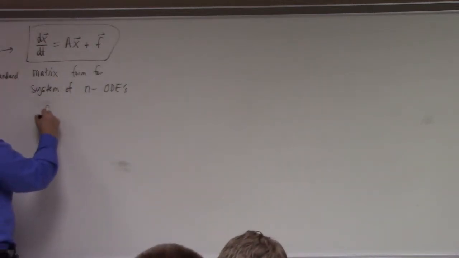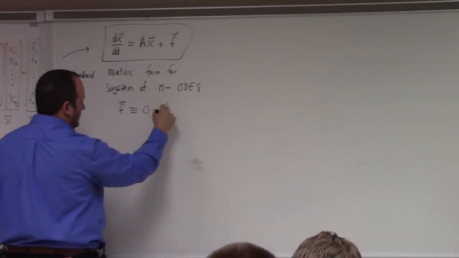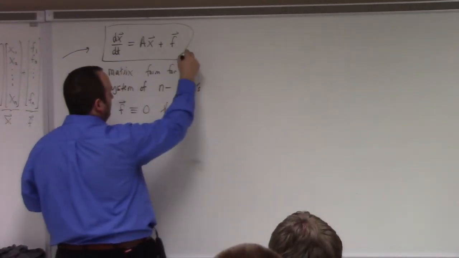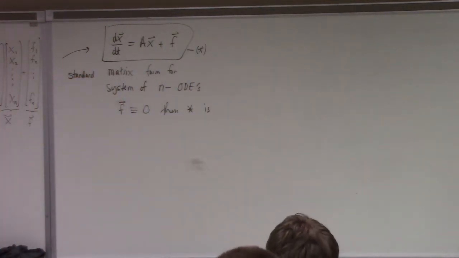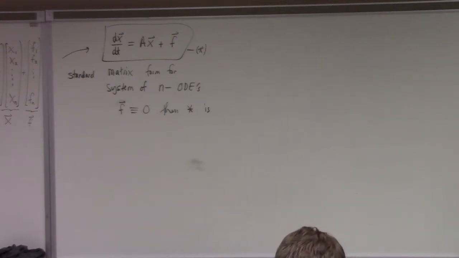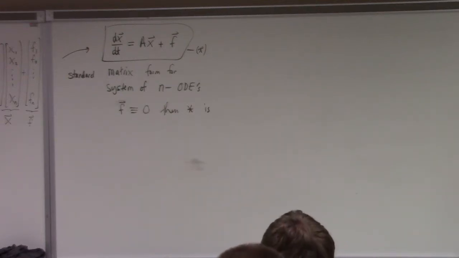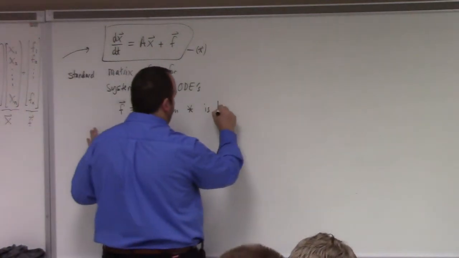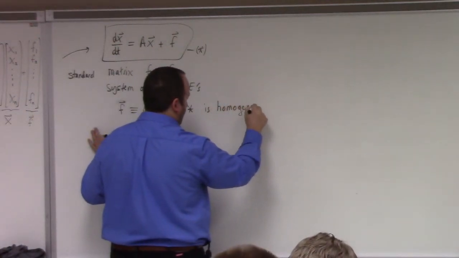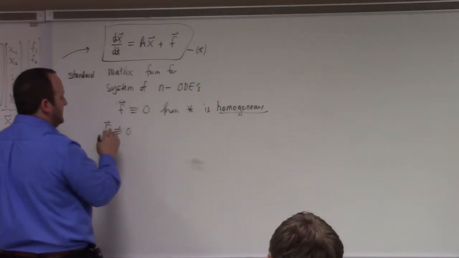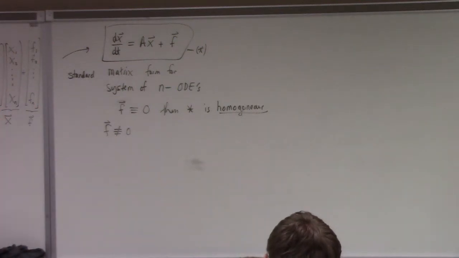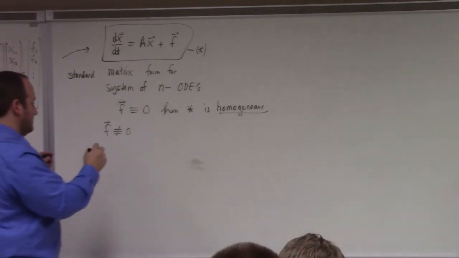Now, terminology. If f is identically equal to 0, then star is what? What kind of differential equations do we say star is if f is identically 0? It's homogeneous. Very good. Otherwise, if f is not identically 0, which means if there's any one point even where f is non-zero, it's said to be non-homogeneous.